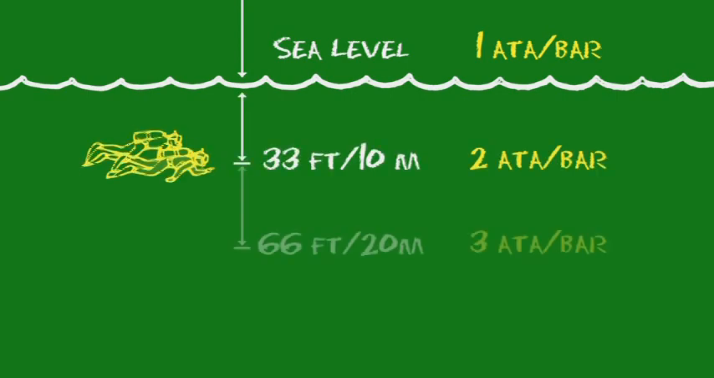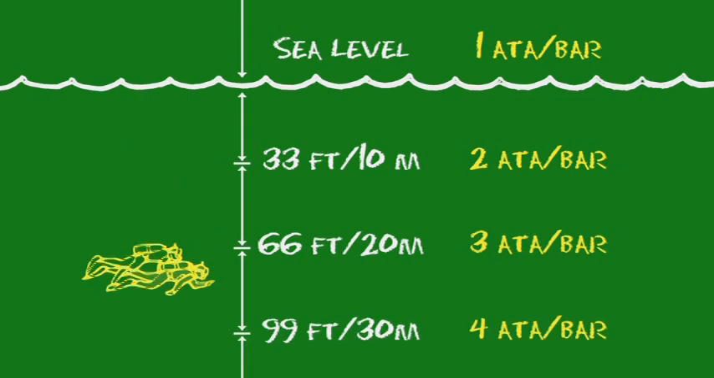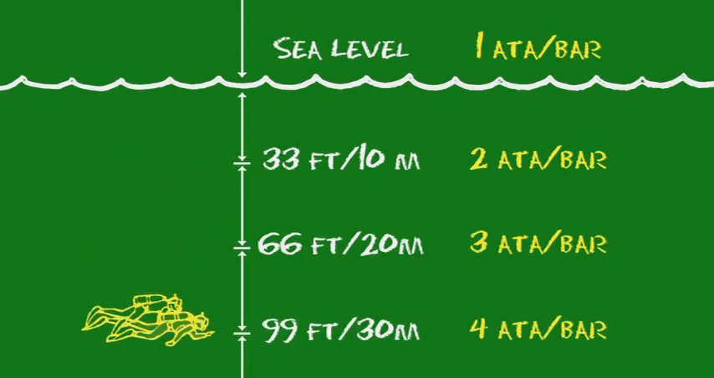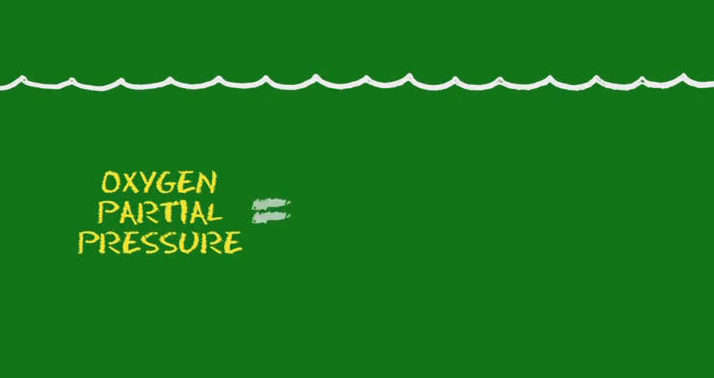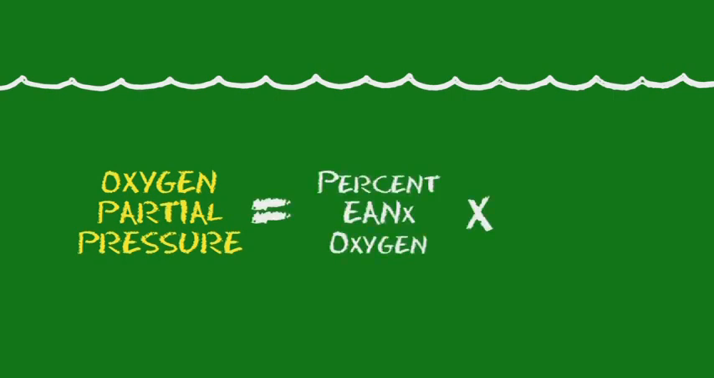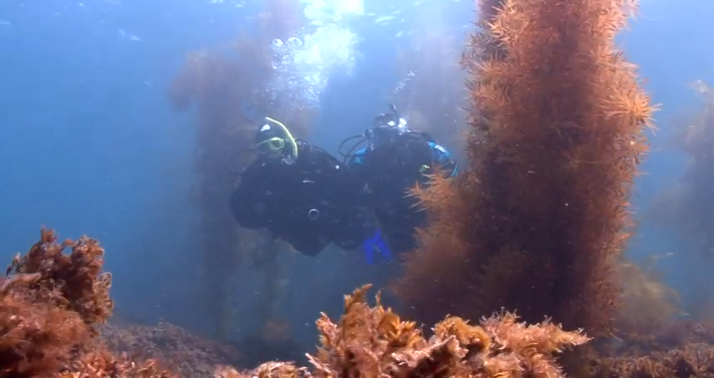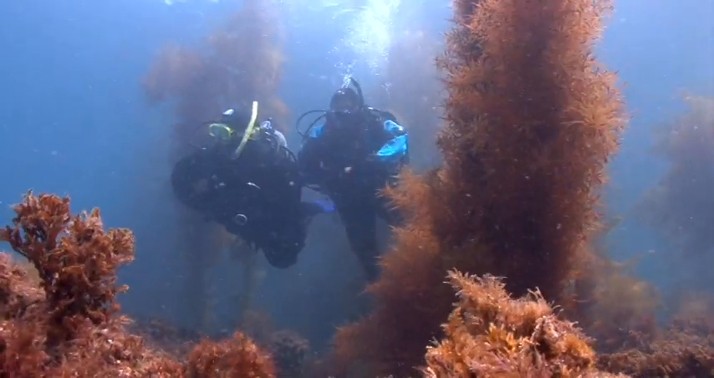In your PADI Open Water Diver course, you learned that an atmosphere or bar is pressure equal to the air pressure at sea level. Underwater, pressure increases 1 bar or atmosphere for each 10 meters or 33 feet we descend. The oxygen partial pressure is simply the percentage of enriched air oxygen percent, written as a decimal, times the pressure at depth in ATA bar. Don't worry, your computer does the math for you, but you need to understand what it's telling you.